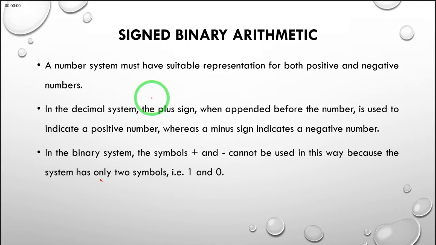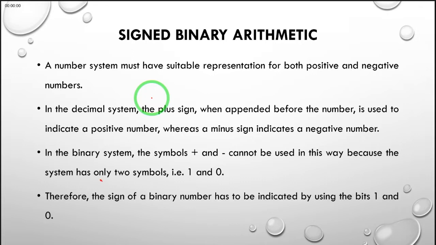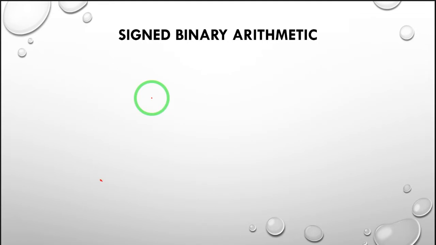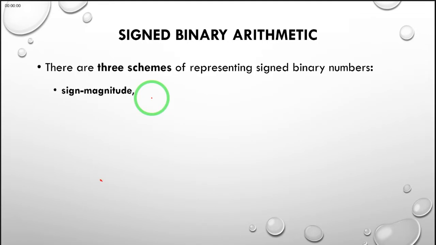But in the binary system, the plus or minus sign cannot be used because the system has only two symbols. Therefore, the sign of a binary number has to be indicated using other bits like zeros and ones. There are three schemes for representing signed binary numbers. The first one is called sign magnitude, the next one is called ones complement, and the last one is called twos complement.